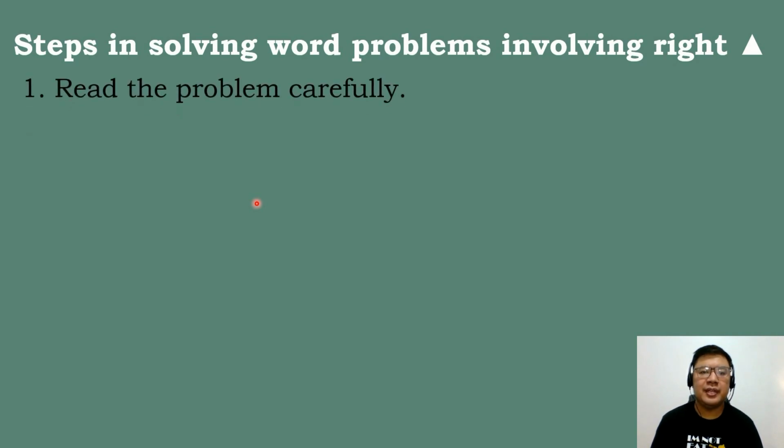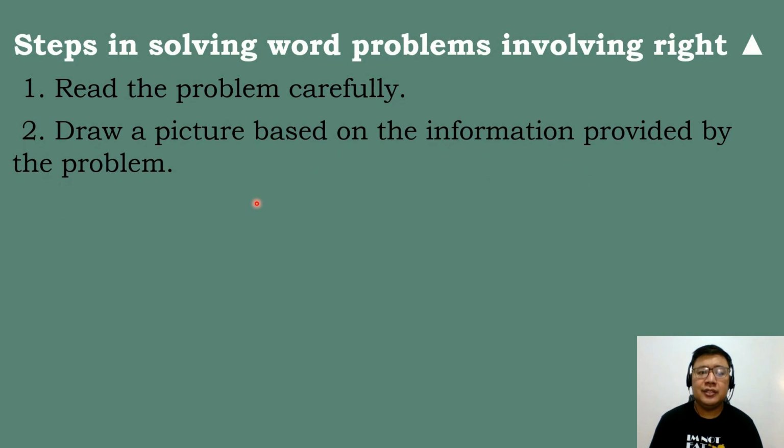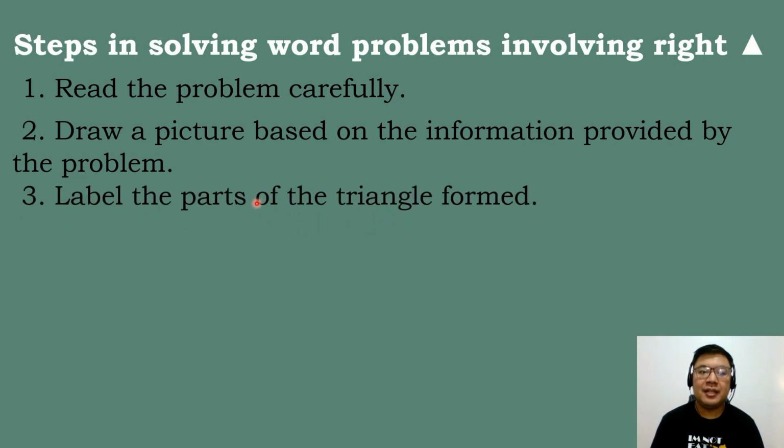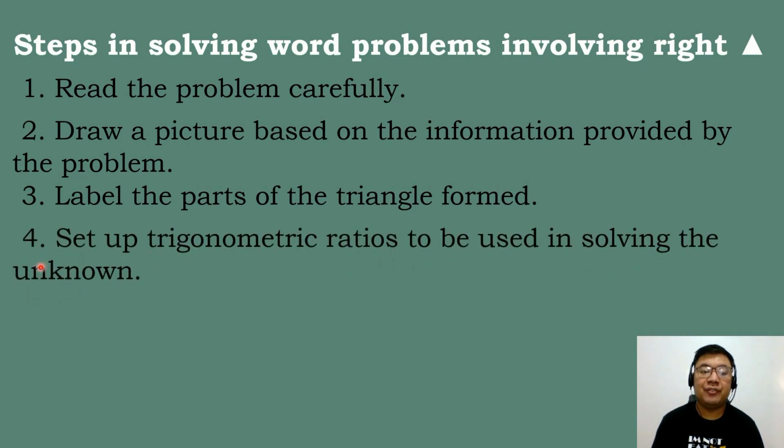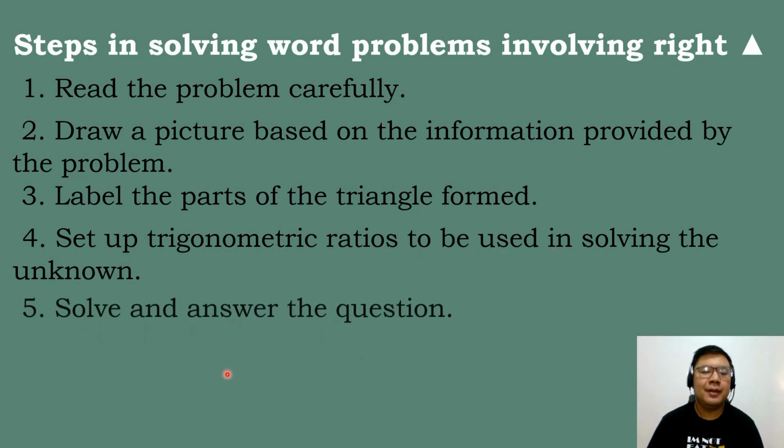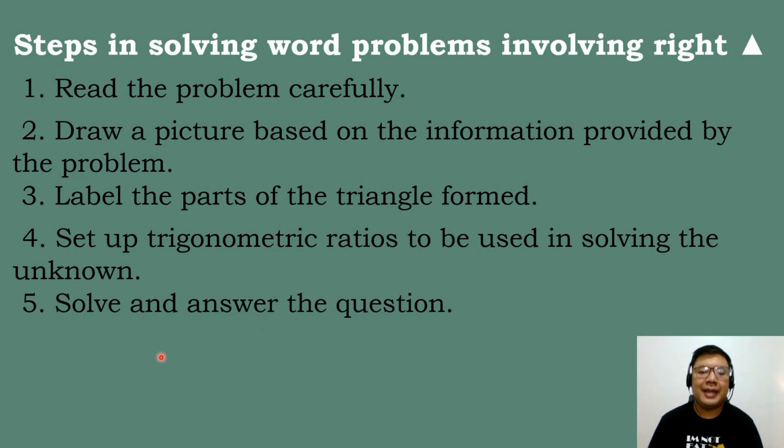So the first one is we need to read the problem carefully. After that, draw a picture based on the information provided by the problem. Then, the third step is to label the parts of the triangle formed. And then for the fourth step, set up trigonometric ratios to be used in solving the unknown. And for the last step, we will now solve and answer the question.